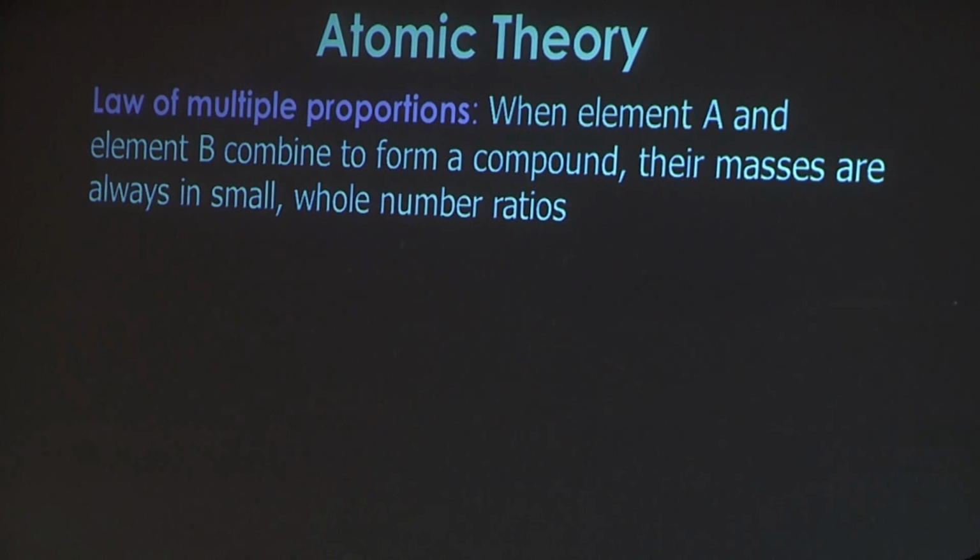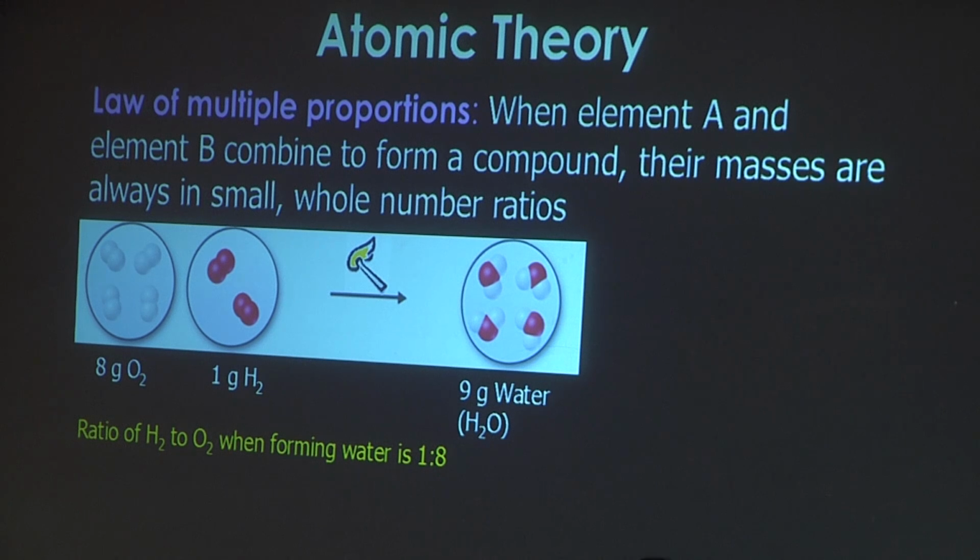The law of multiple proportions says something like this. When you have two elements, element A and element B, and they combine to form a compound, the mass of A and the mass of B will always be in small whole number ratios. They can be different ratios, for example carbon dioxide and carbon monoxide. So here's one example, what we saw in the law of conservation of mass. When you're forming water, the ratio of hydrogen to oxygen in terms of mass is 1 to 8: 1 gram hydrogen, 8 grams oxygen.